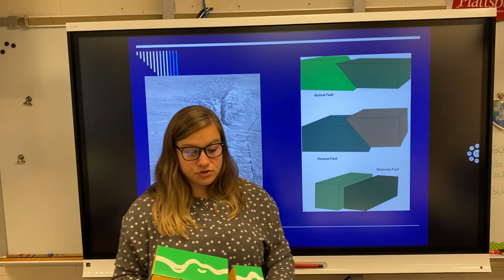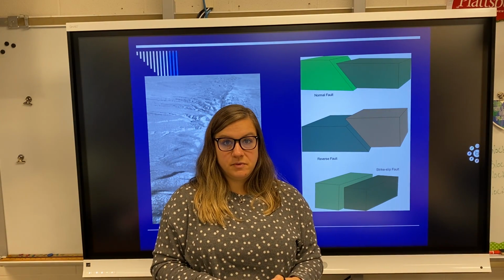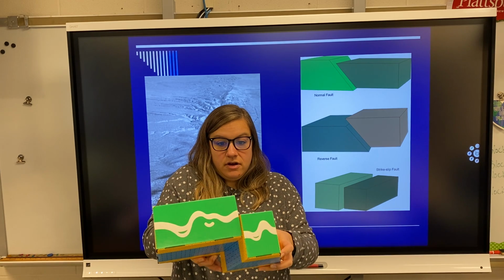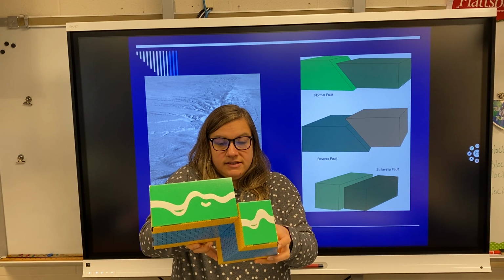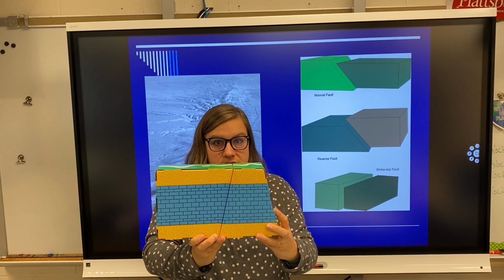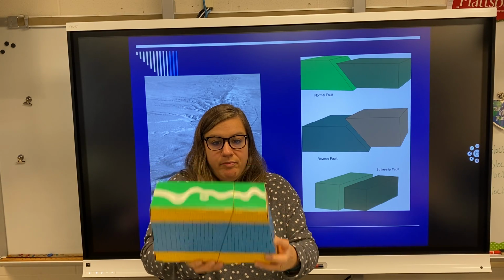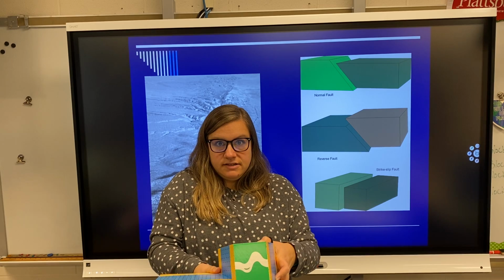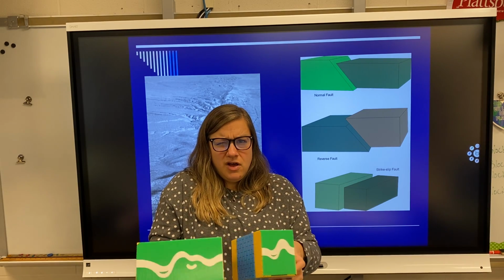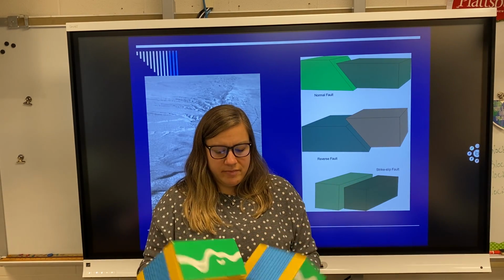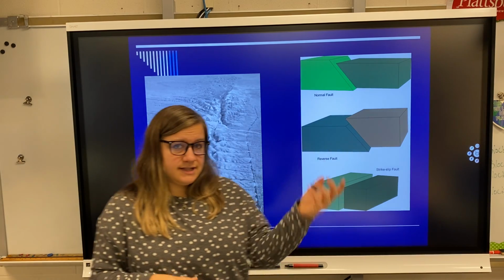And then you can have a strike slip fault, where the sides slide past each other like that. It kind of happens looking like this underground, but on the top of the ground, it looks like this. That's a strike slip, also known as a transform plate boundary, which we'll get into in the next set of notes.